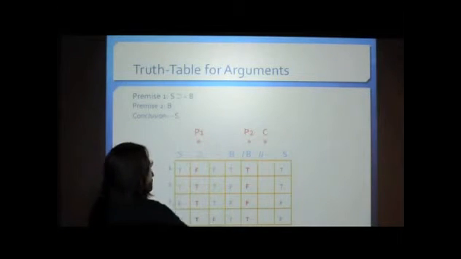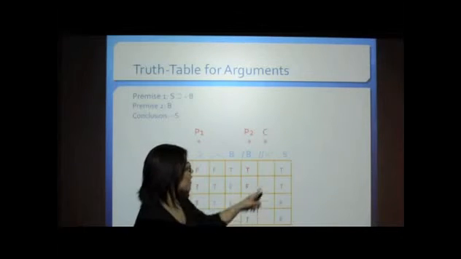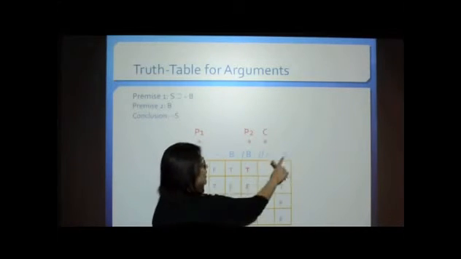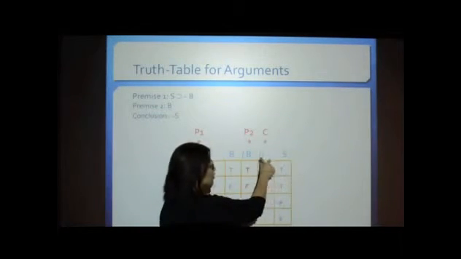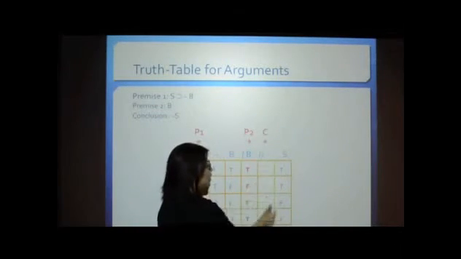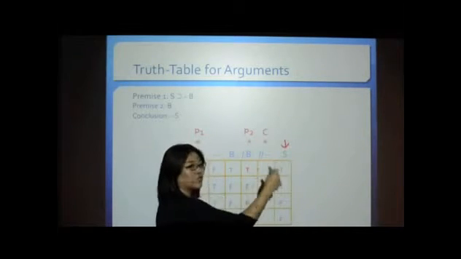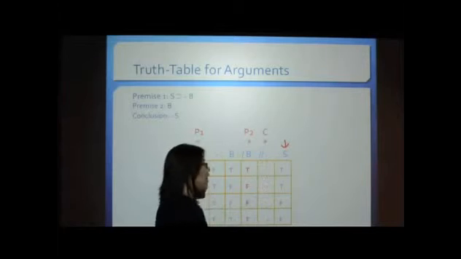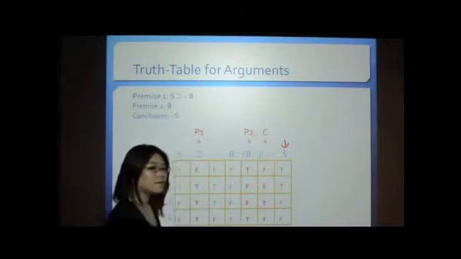Let's move on to the conclusion. So here is the conclusion, and notice how the conclusion is simply the negation of S. So all we need to do is determine the truth values for negation S. So we're going to use the truth values for S and the truth function for the tilde. And doing so will give us the following truth values.